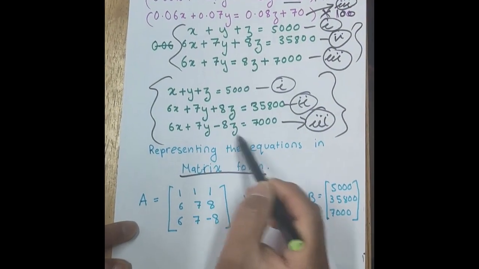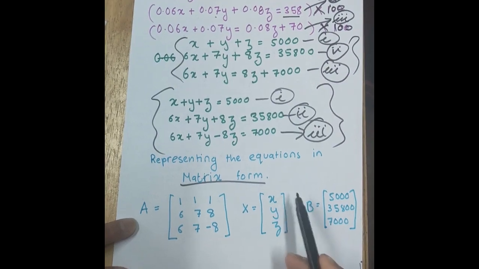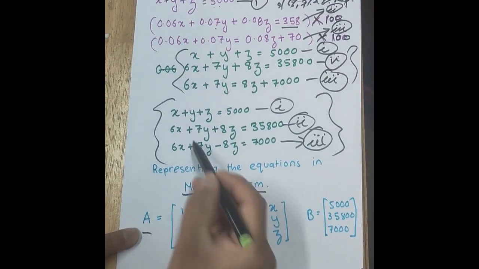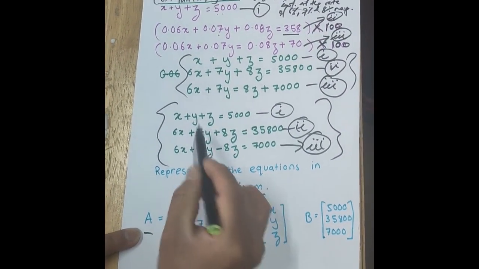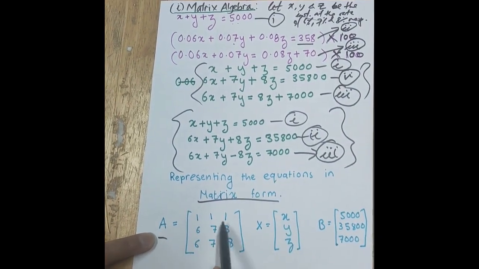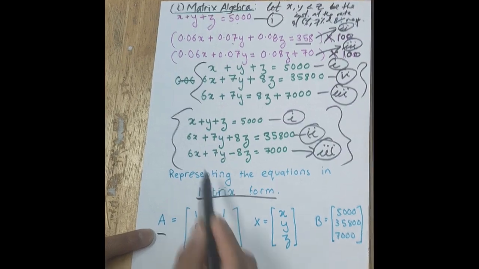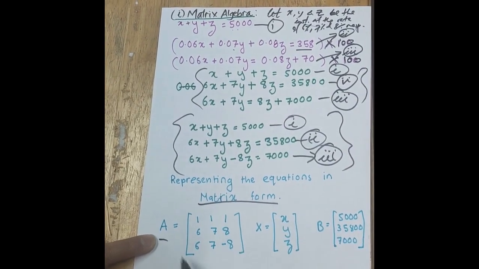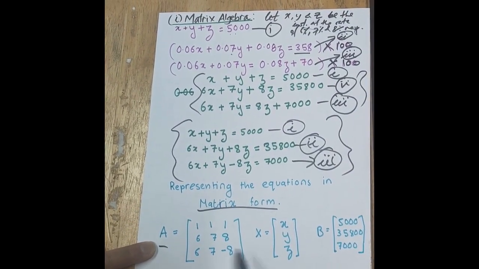So once you get the system of linear equations, you can transform it into matrix form. Our matrix A is the coefficient matrix, which is obtained by taking the coefficients of our variables from the equations, which is 1, 1, 1, 6, 7, 8, 6, 7, minus 8. That's our coefficient matrix A.